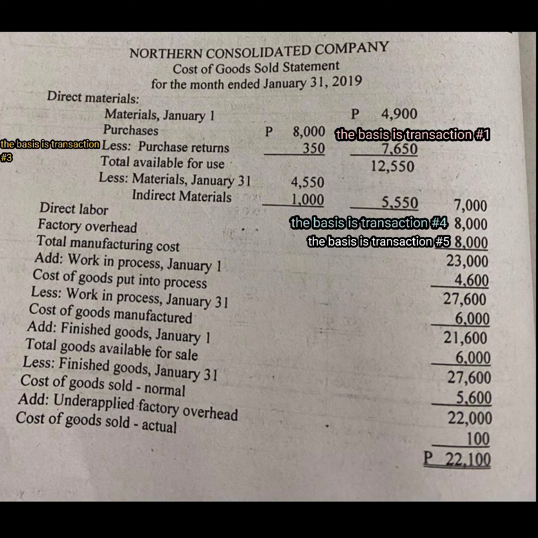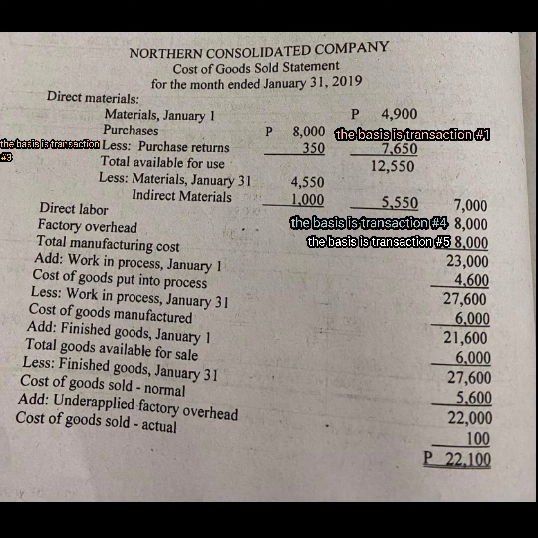So, cost of goods manufactured amounted to 21,600 pesos. Because 27,600 pesos minus 6,000 pesos is 21,600 pesos. So, add finished goods January 1 amounted to 6,000 pesos. So 21,600 plus 6,000, we have 27,600 pesos. And that's the total goods available for sale.